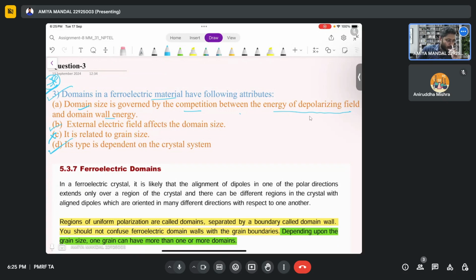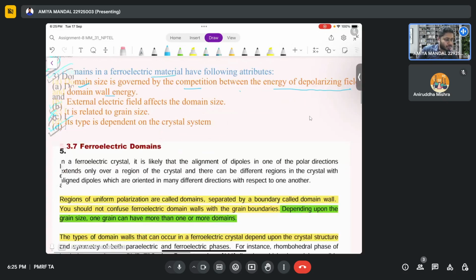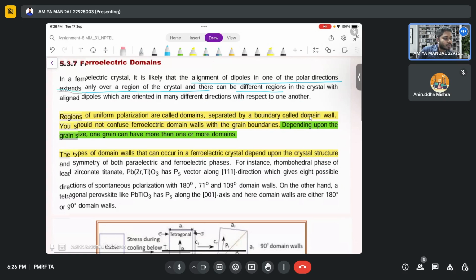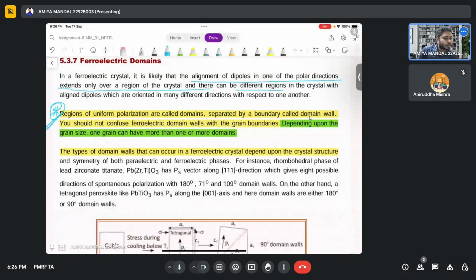So let's try to understand the concept behind this question. What is a ferroelectric domain? It is an alignment of dipoles in one of the polarized directions that extends only over a region of a crystal structure. These are different regions in a crystal structure. Just look at the highlighted portion. These regions of uniform polarization are called domains, separated by a boundary called a domain wall. We should not confuse domain walls with grain boundaries.